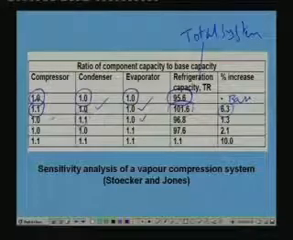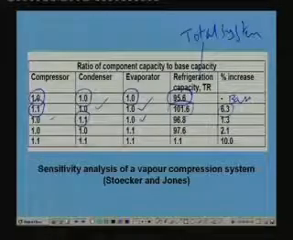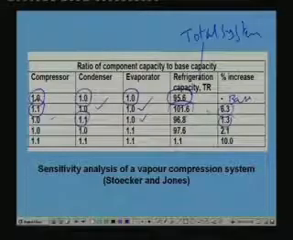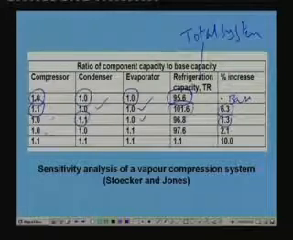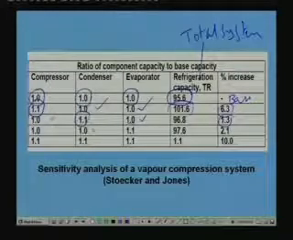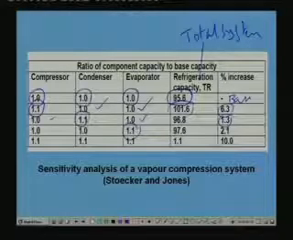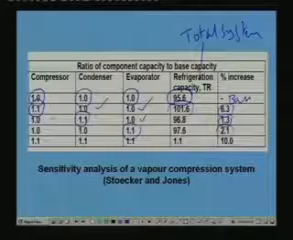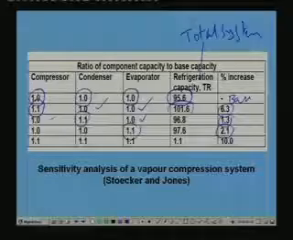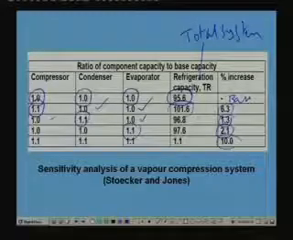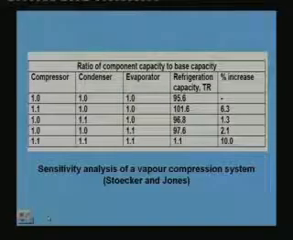Now, in the second step, the compressor is kept the same, the evaporator is kept the same, but the condenser capacity is increased by 10%. When the condenser capacity is increased by 10%, you find that the total system capacity increases by only 1.3%. Next, the effect of the evaporator is studied by keeping the compressor and condenser constant, but increasing the evaporator capacity by 10%. You find that the refrigerant capacity increases by 2.1%. Now, when you increase everything by 10%, obviously the total capacity also increases by 10%. So, this kind of information you can get from the sensitivity analysis.